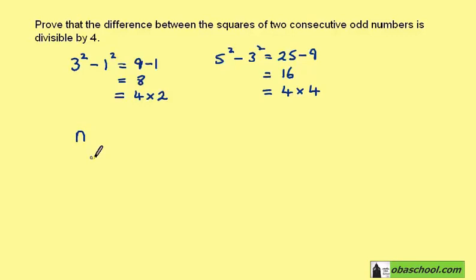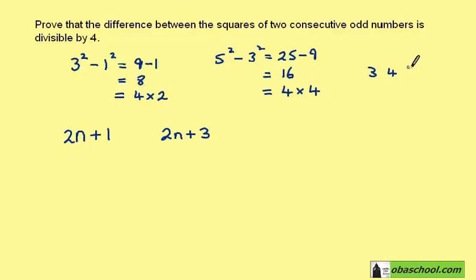Take a positive integer n. If we double it, we get an even integer. Adding 1 gives us an odd integer. The next odd integer would be 2n plus 3.